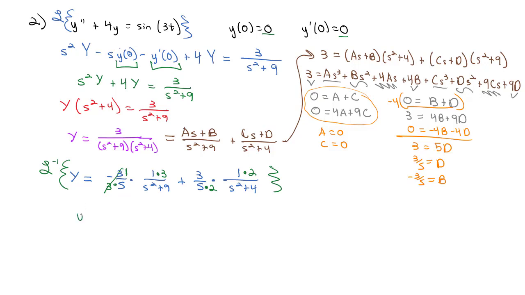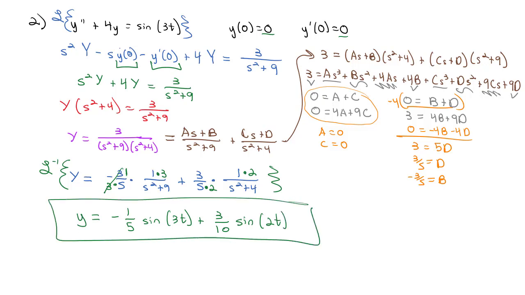And then when I do, I get lowercase y. My solution is -1/5 times the sine of 3t plus 3/10 times the sine of 2t. And we now have our solution to the differential equation.